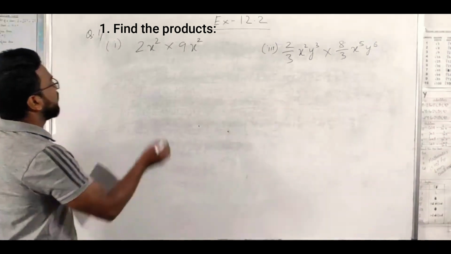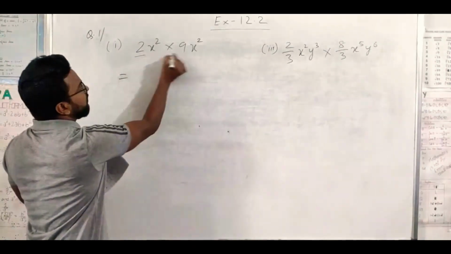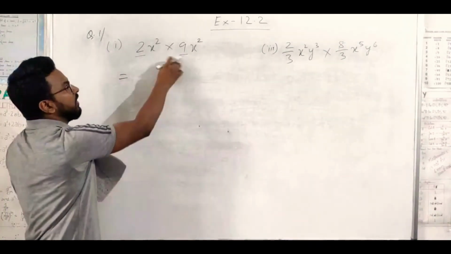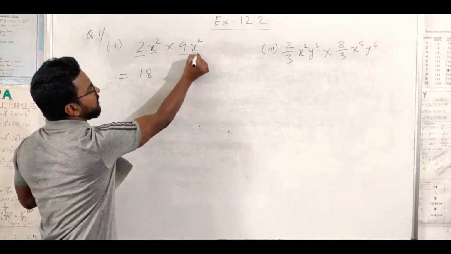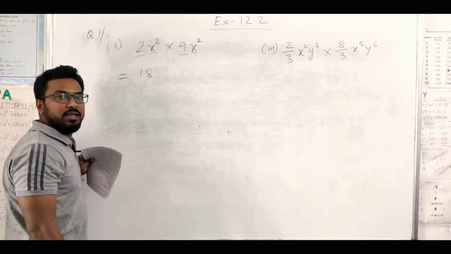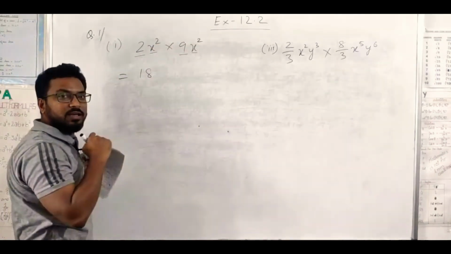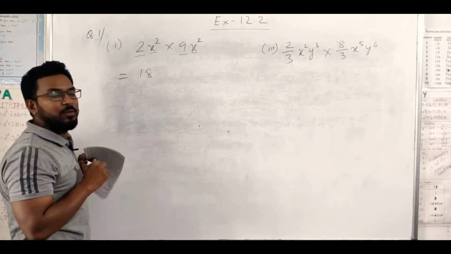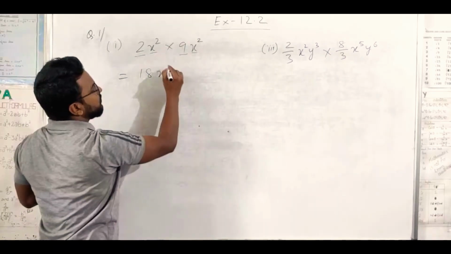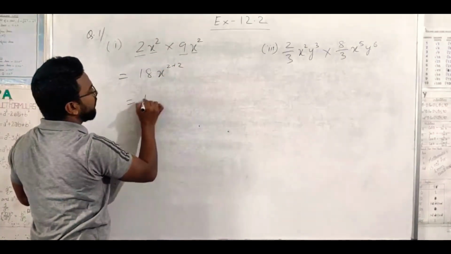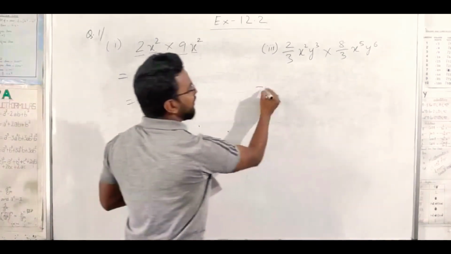Fine. So what we'll do in this case, we'll always first multiply the numerical values. 9 2s are 18, and the base is the same. You see the base of x is the same. If the bases are the same and they have some power, then we add the powers. So x is the base, and the powers are 2 plus 2, it will become 18 x to the power 4. Okay, similarly we'll do this one.